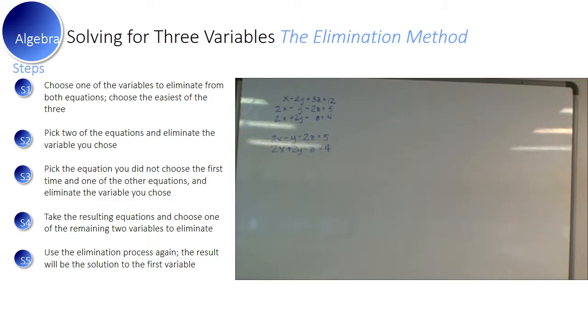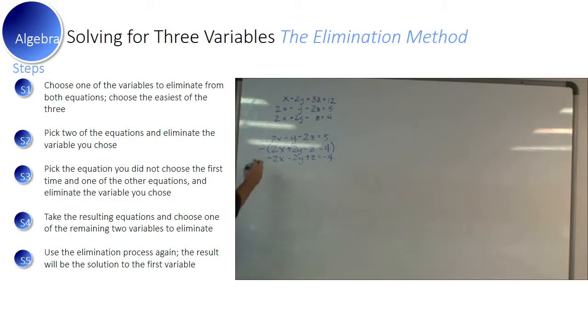Now, in order to eliminate the x's, we have to make one of those x's negative. So we'll go ahead and do that to the bottom equation. We're going to multiply through by negative 1. So that's then going to give us negative 2x minus 2y plus z equals negative 4.